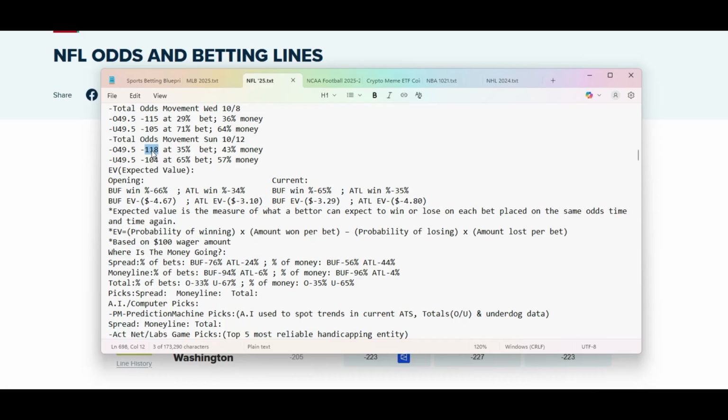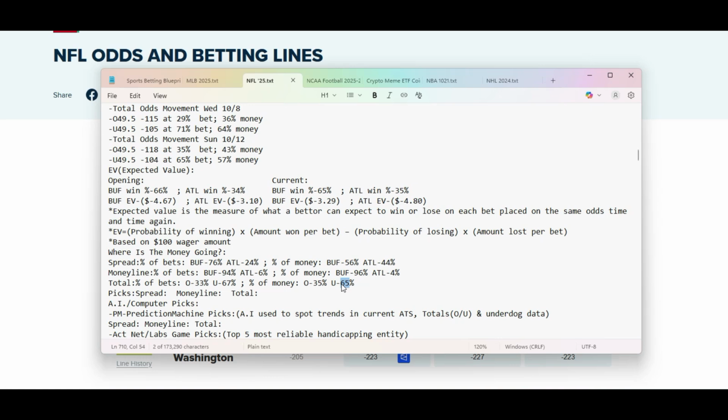35% betting to 43% money on the over. So the under is still dominating, not as much as it was earlier in the week, because it is now 67% going under on the betting currently, and 65% on the money going with the under currently. Now, when they increase those odds, they're trying to entice you to go under. And so far, the public is going for it.